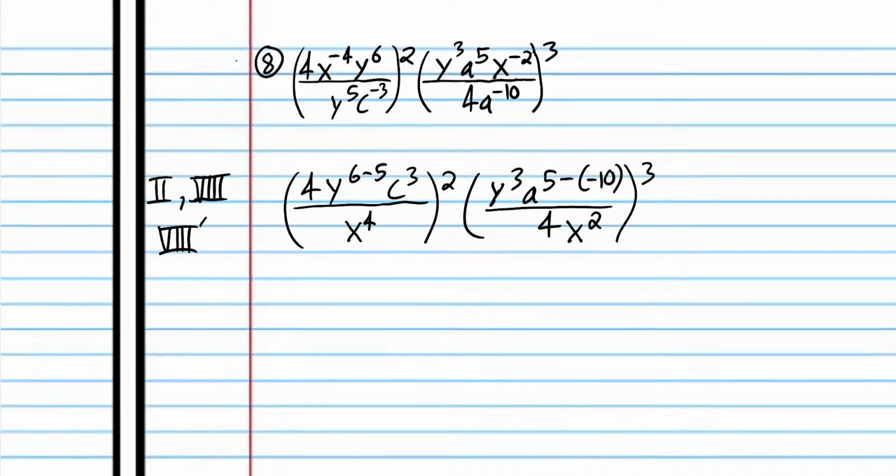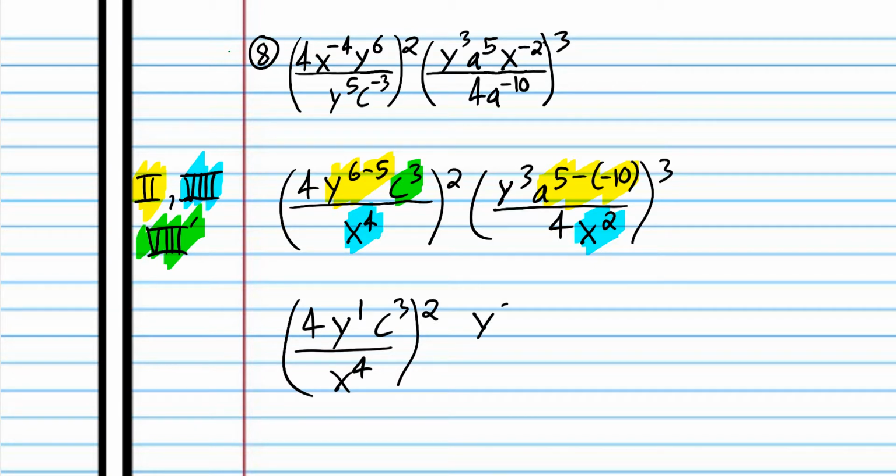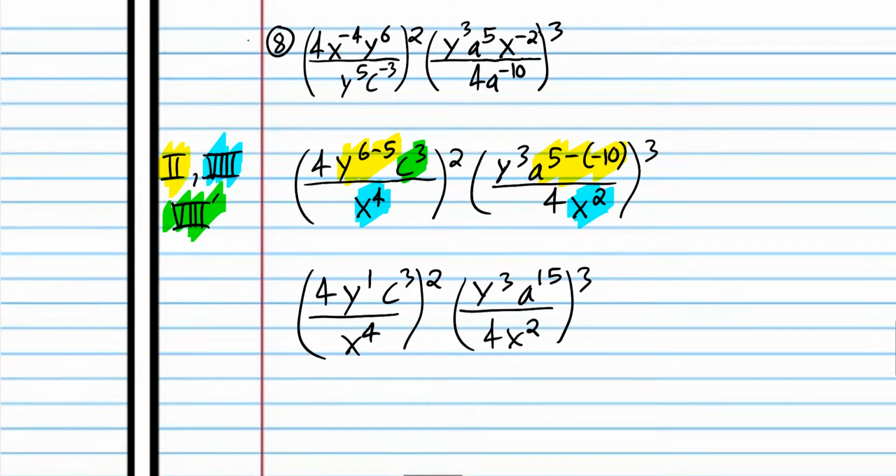So now, just to be clear, rule number 2 was here and here, and rule number 8 was here and also here, and rule number 8 prime was here. So if there's any doubt whatsoever, that's what's happening. So now we have 4 y to the 1st power, c to the 3rd over x to the 4th, all raised to the 2nd power. And we have y to the third a to the 15th power all over 4x squared raised to the third. So all we did at that point is just simplify things.